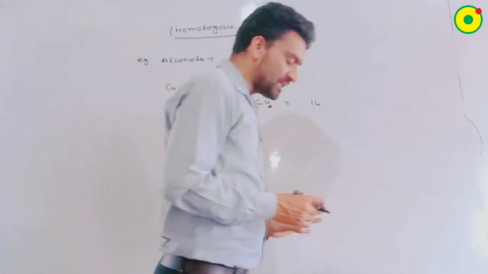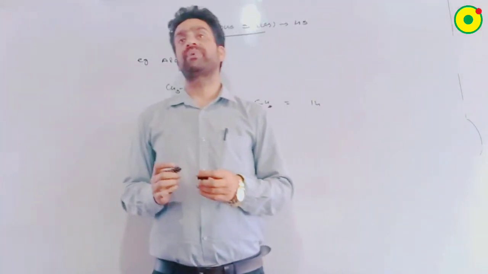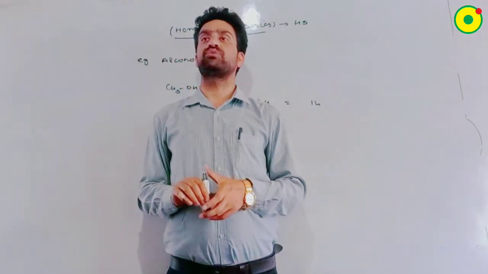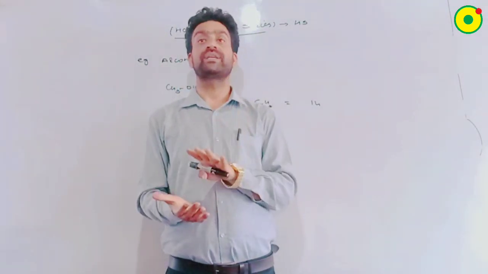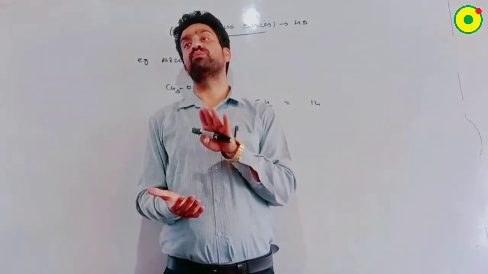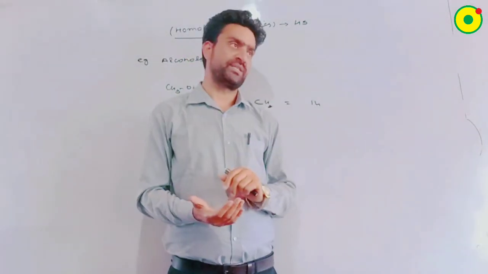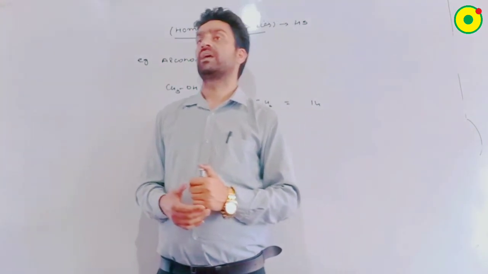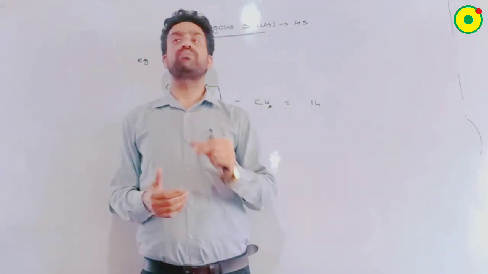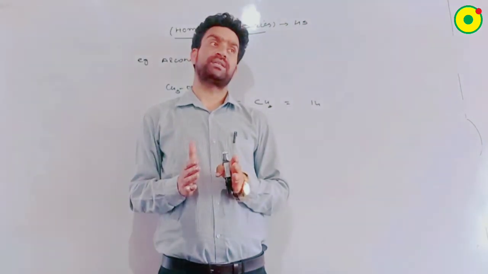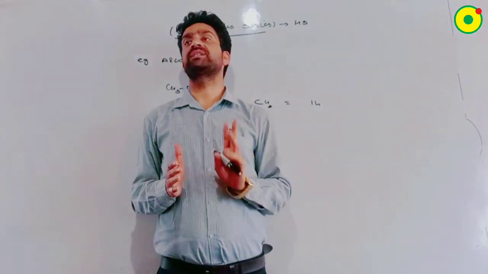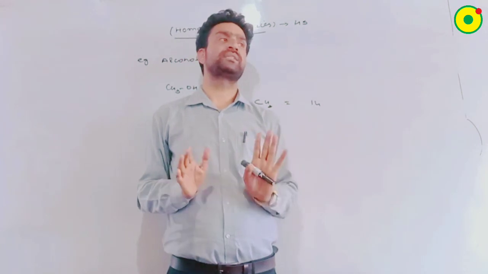फिर उसके बाद हमने पढ़े कैरेक्टरिस्टिक्स ऑफ होमोलोगस सीरीज. तो पहला कैरेक्टर क्या था? हर एक कॉन्सेक्यूटिव मेंबर होमोलोगस सीरीज का वो किससे डिफर होता है? CH2 से. सेकंड पॉइंट क्या था? 14 मास यूनिट से. तीसरा क्या था? होमोलोगस सीरीज में अगर फंक्शनल ग्रुप है वो सारे मेंबर में सिमिलर होना चाहिए, वो डिफरेंट नहीं होना चाहिए. अगर डिफरेंट होगा जनरल फार्मूला चेंज हो जाएगा, तो होमोलोगस सीरीज नहीं रहेगी.